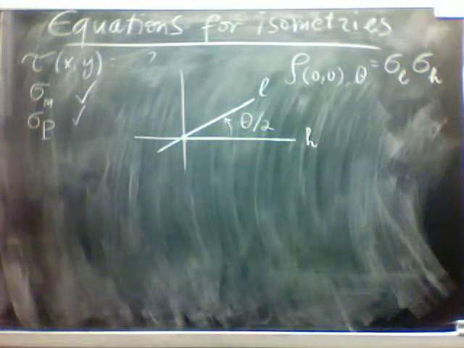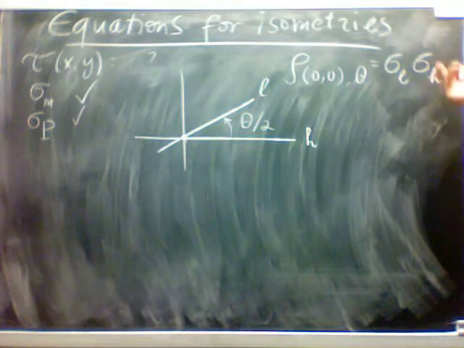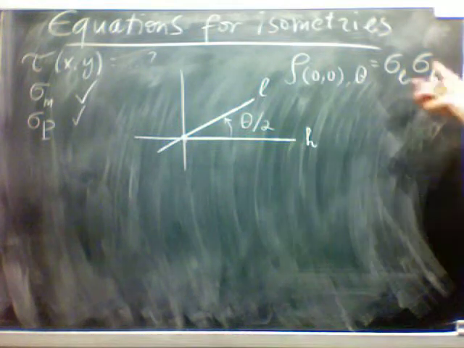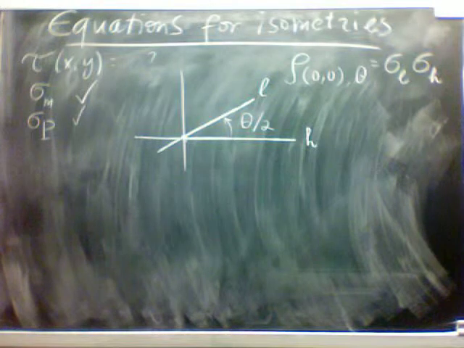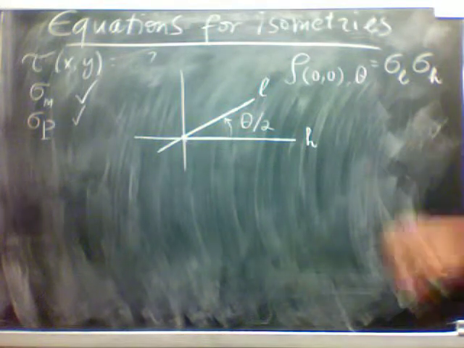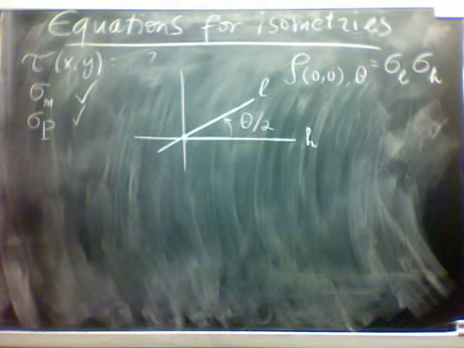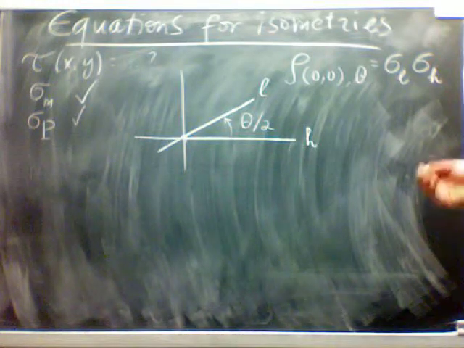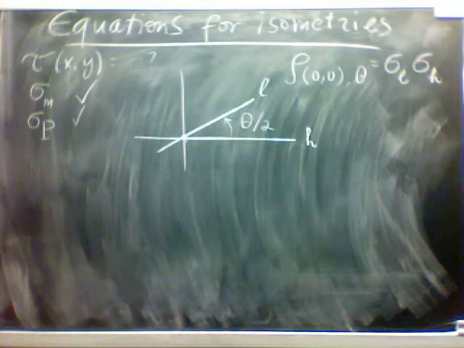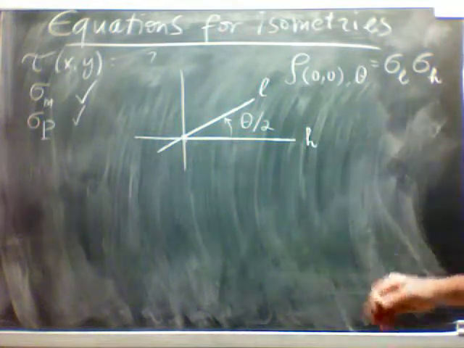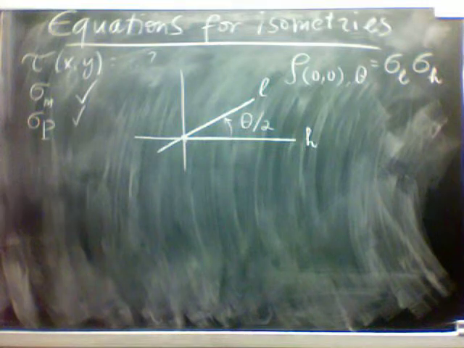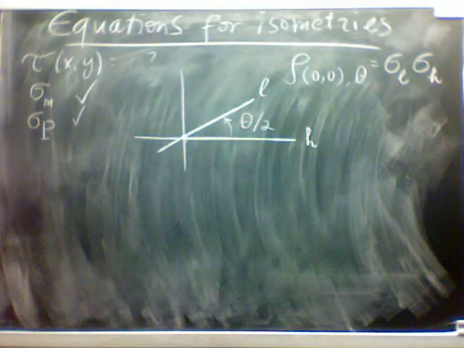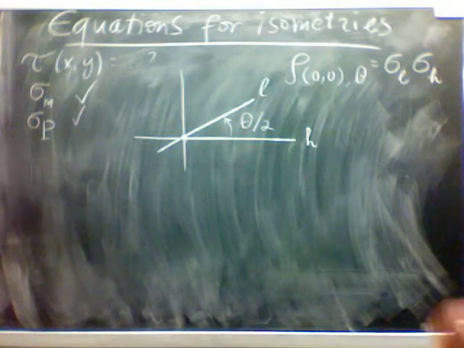Since we know the equations for each of those reflections, then we can just compose them and write the resultant equation for the rotation. No big deal. So let's start with the most complicated of the two, with sigma L. Of course, the equations for sigma H are quite easy. We'll be able to add it at the end as an afterthought, but let's start with equations for sigma L.